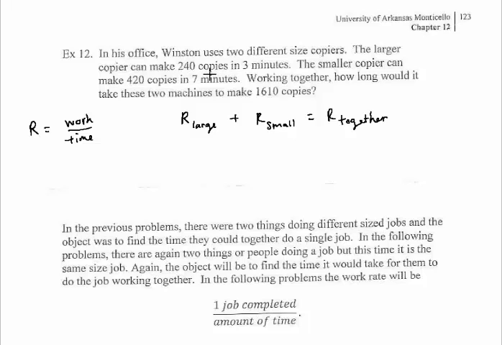Alright, so for the large one we have 240 in 3 minutes. Then we have, let's see, the smaller one, 420 in 7 minutes, and that equals the rate together. So we want these two copiers to print or copy 1,610, but we don't know how much time that's going to take them, so we just simply put an X in the place of the time for R together.